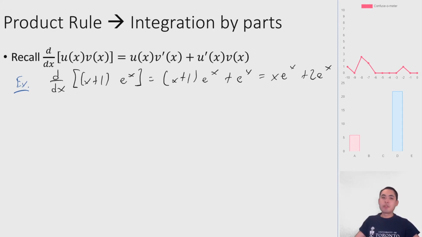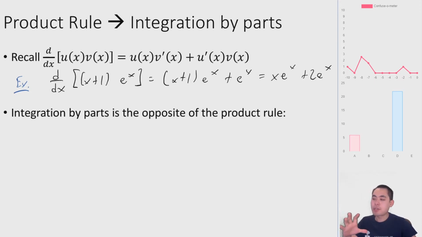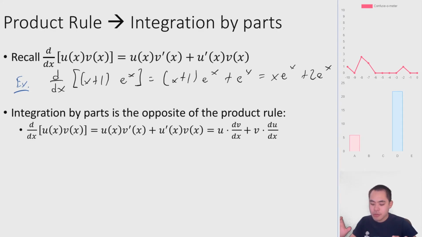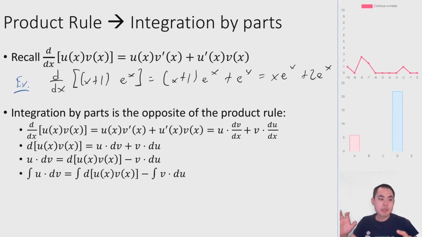So now the other thing we can do is, given this, we can go backwards. But note that in order to go backwards, you need to already know what's u and what's v. And that's not something we necessarily know in advance. So integration by parts is the opposite of the product rule. And I'm going to go ahead and give you the derivation, which basically involves the product rule, but reversing it.